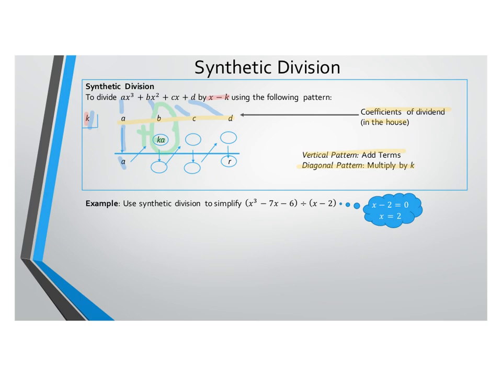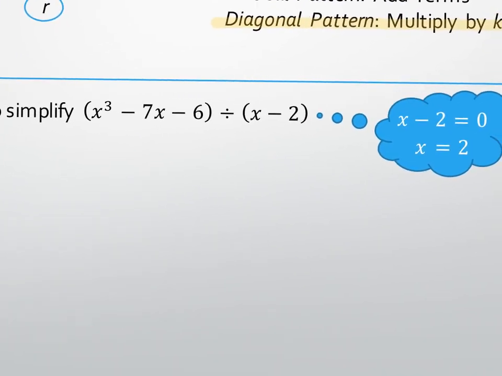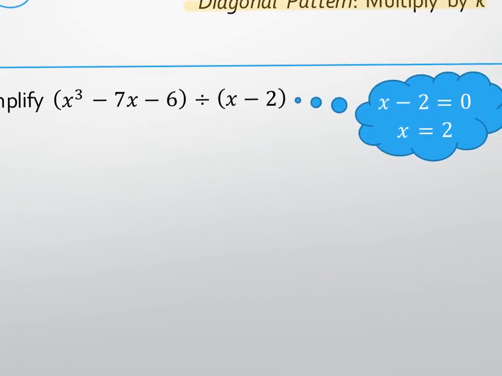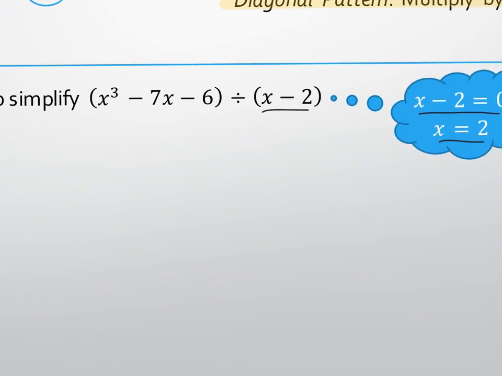Let's look at an example. The first thing that we will notice here is we're going to take this x minus 2, set it equal to 0, and solve for x. Note that we do get x equals 2. So I'm going to put the 2 in a box, like so.